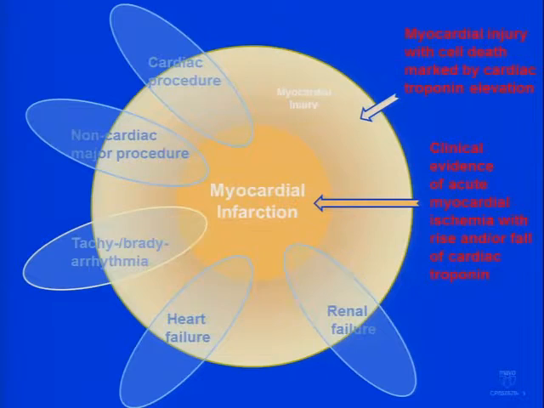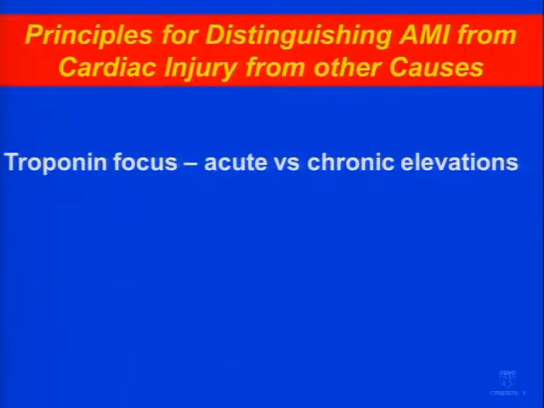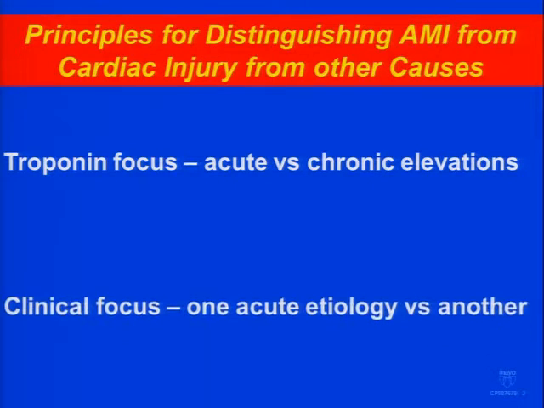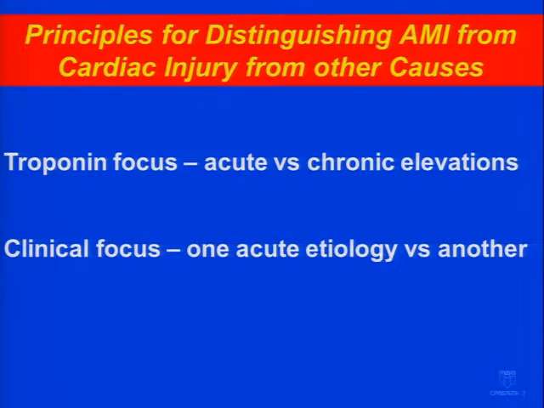By way of framing this conversation, it's been clear for a long time that there are lots of elevations of cardiac troponin, and they're all indicative of some sort of cardiac injury, but they certainly are not all commensurate with acute myocardial infarction. The question is, how do you distinguish between those that are and those that are not? There are really two ways. One is to use troponin to distinguish acute from chronic elevations, and the second is to try and distinguish one acute etiology from another.